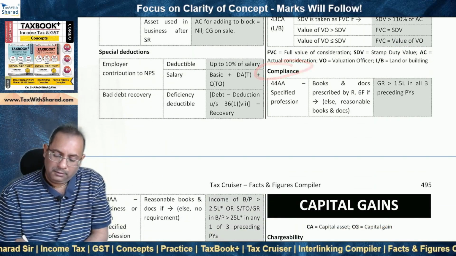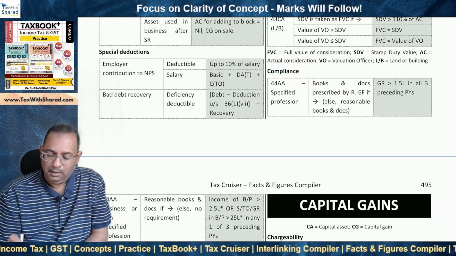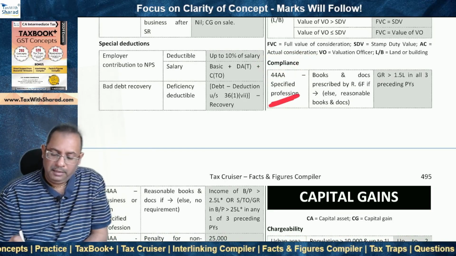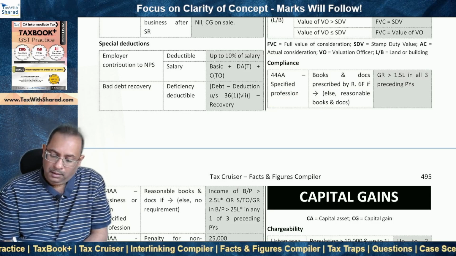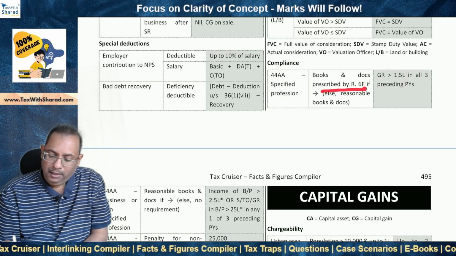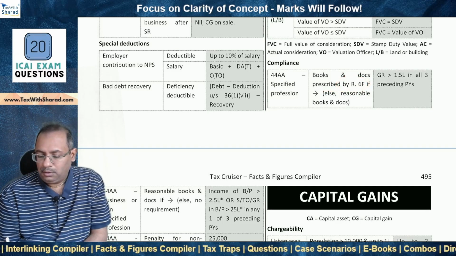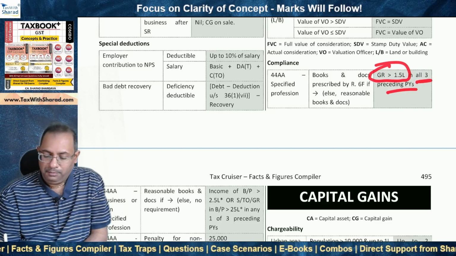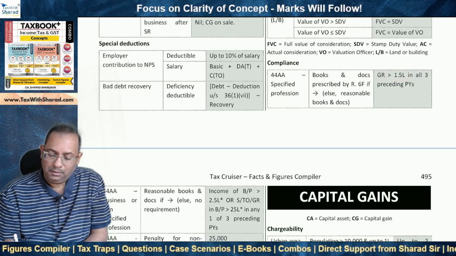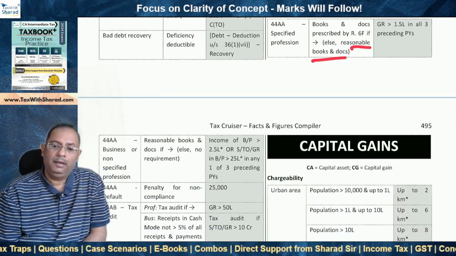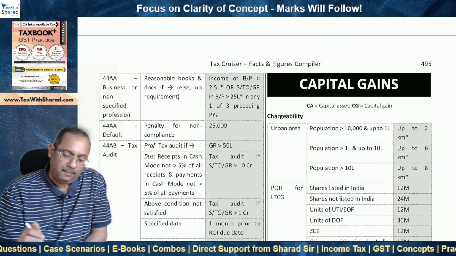Compliance related provisions. 44AA, maintenance of books and documents. In the case of a specified profession, books and documents are to be kept and maintained as prescribed by Rule 6F if the gross receipt is more than 1.5 lakh in all the 3 preceding previous years. If this condition is not satisfied, only reasonable books and documents are required to be maintained, as will allow the AO to compute the income.